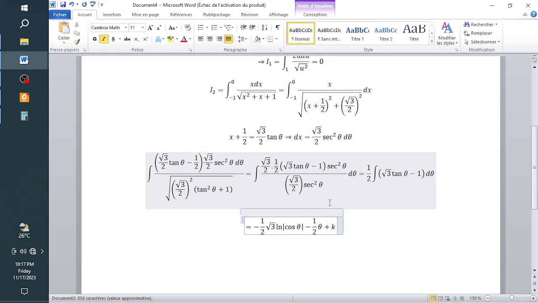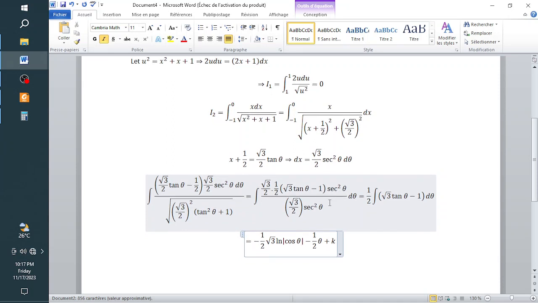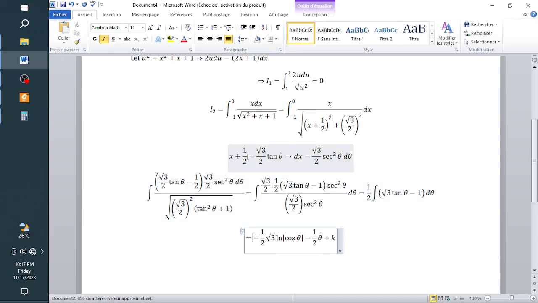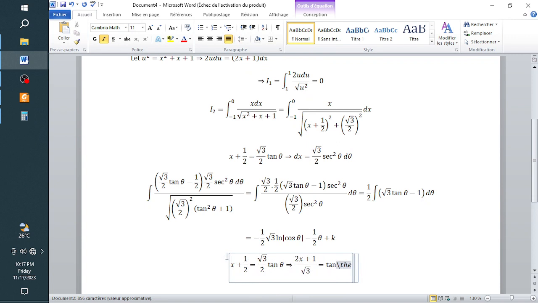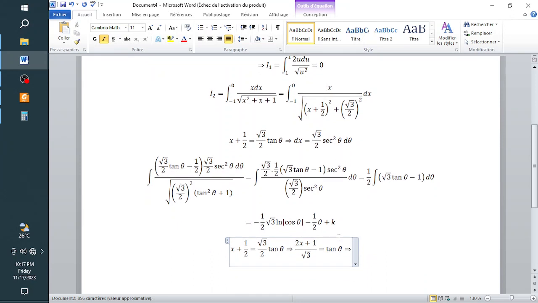Now what is the value of theta? You see that from here. If I want to get theta, let us simplify. I first want to multiply all through by 2, then I divide by root 3. So this means that 2x plus 1 divided by the square root of 3 is equal to tan theta. So what does it mean? It means that our theta is tan inverse of 2x plus 1 divided by the square root of 3, that is theta.